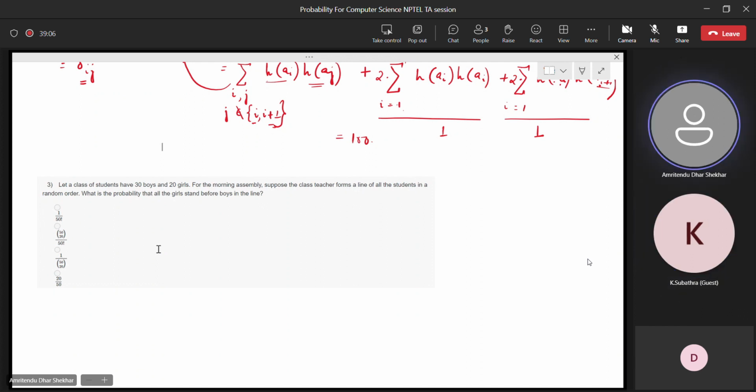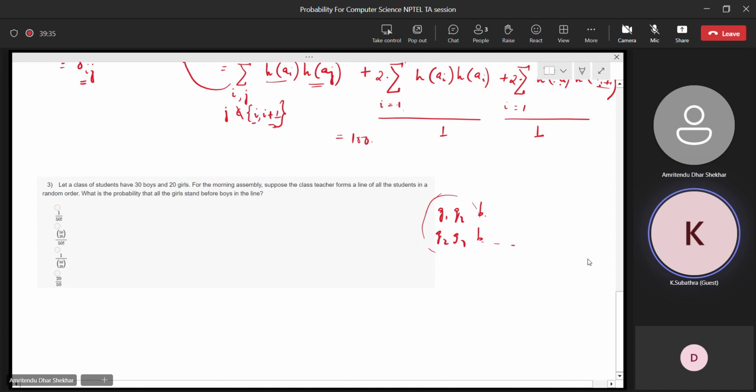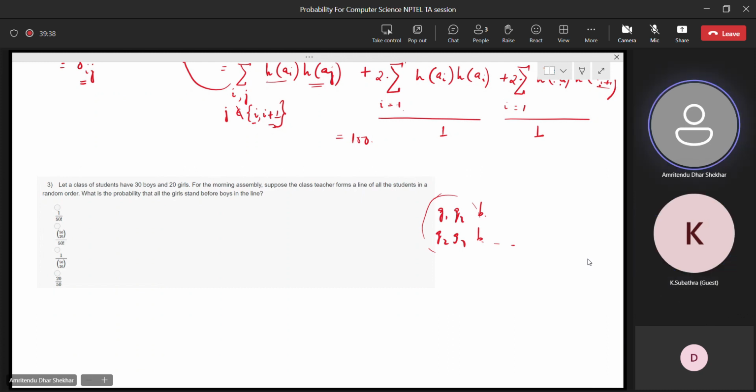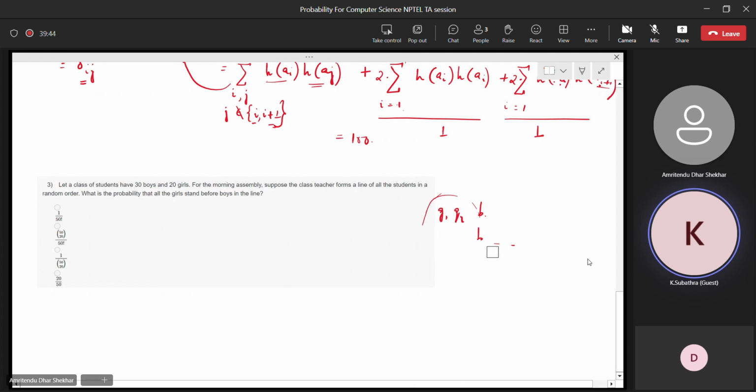Yeah, the number of arrangements is 50 factorial only, but some of these arrangements are identified, right? So, for instance, you have girl one, girl two, and then boys, and this arrangement, girl two, girl one, then boys. These two are identified with each other. That is the sample space, sir. That is, I'm telling 50 factorial. Okay. Totally, you have 30 boys and 20 girls. Permutation only, sir. So 50 factorial.